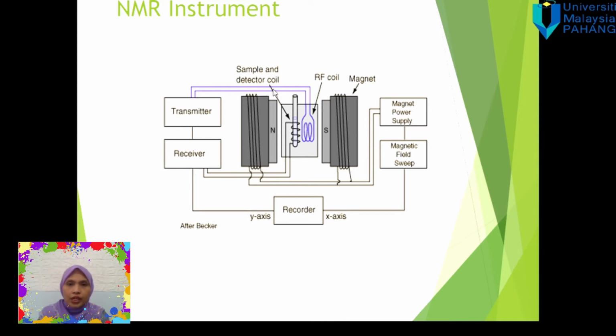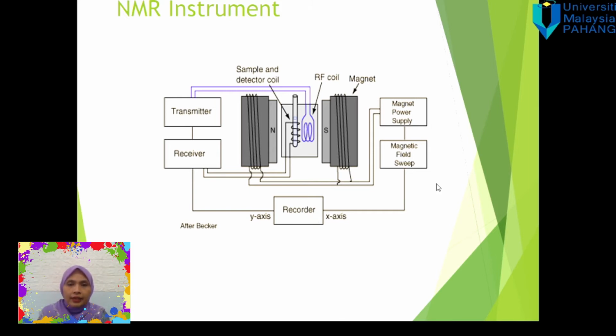Next is the instrumentation part for the NMR, where the main components I said just now are the magnetic field and also the radio frequency coil. And when the sample is placed in this detector coil, and the sample keeps on being irradiated by a certain radio frequency, and when the sample absorbs enough radio frequency, then it causes a spin flip resonance inside here. Then the signal will go to the transmitter, receiver, and finally to the recorder.